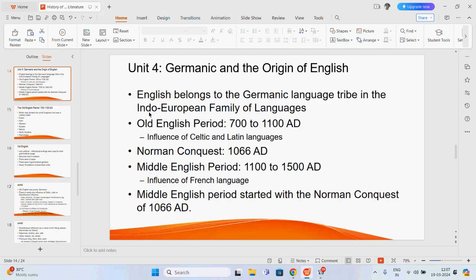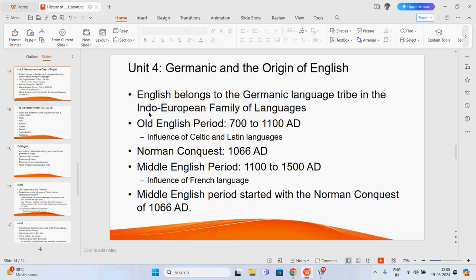Okay, let us look at this slide now. In Unit 4, we talk about Germanic. In the previous slide, we told you how from the Germanic branch of the Indo-European languages, we have the origins of the English language. So we can say that English belongs to the Germanic language tribe in the Indo-European family of languages. What is the period that characterizes the Old English language? The period of Old English roughly sums up from 700 to 1100 AD. During this period, we find a lot of influence of the Celtic and the Latin languages on Old English.